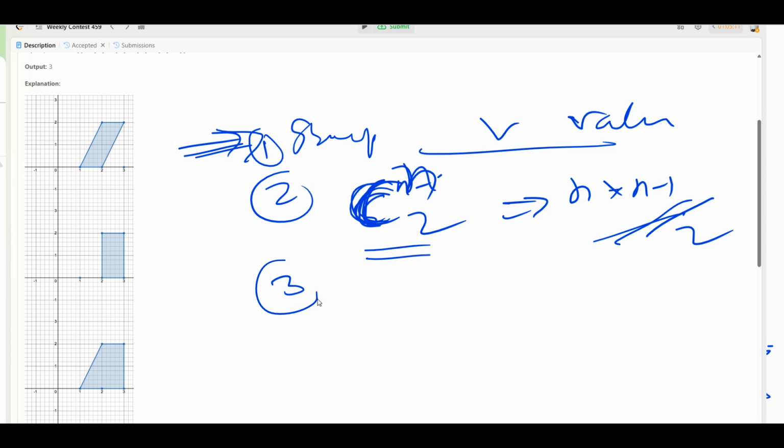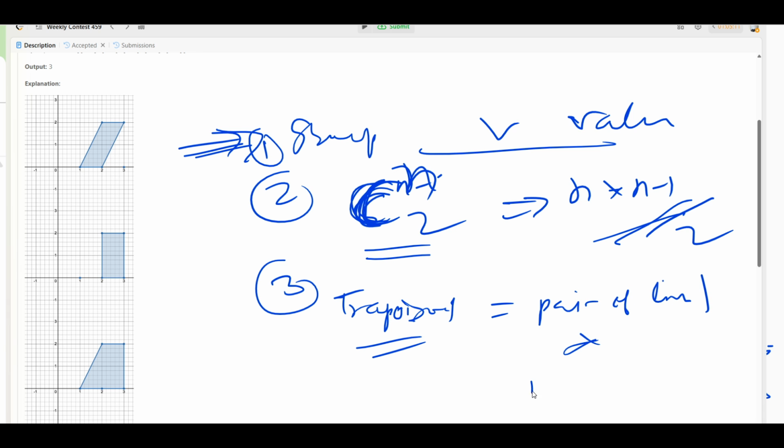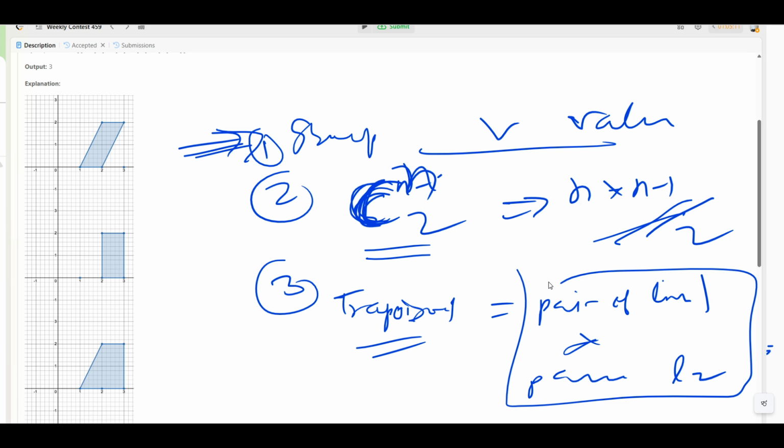Once you have the pairs, for every pair of y lines, you need the trapezoid. Trapezoid is nothing but the pairs of line 1 into pairs of line 2. We multiply them. Once you have that, just do the combination and add all combinations.